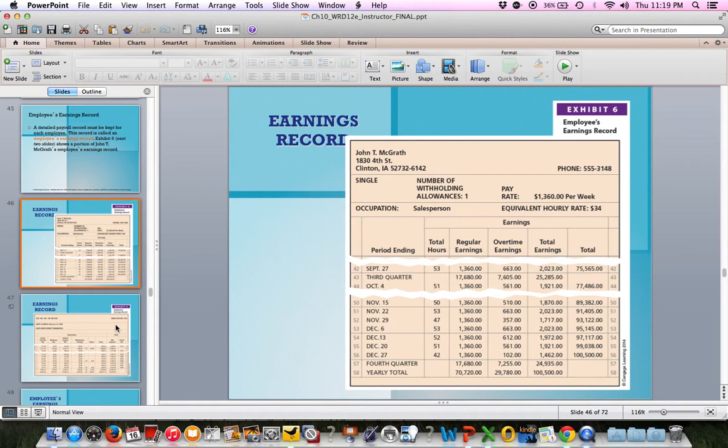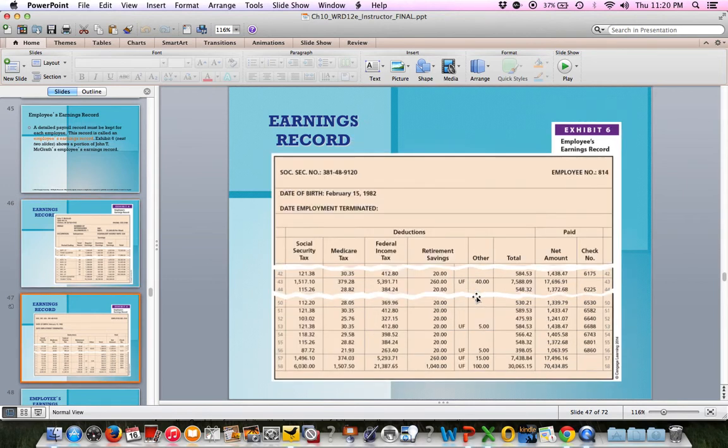Phone number, his pay rate per week, the equivalent hourly rate, what his job title is, and then the various weeks of the year, how many hours he worked, his regular versus overtime earnings and total earnings, and so on. Okay, so you can kind of see how that all works out. And then just the rest of the record, basically all the deductions and withholdings withheld from his paycheck during the year.